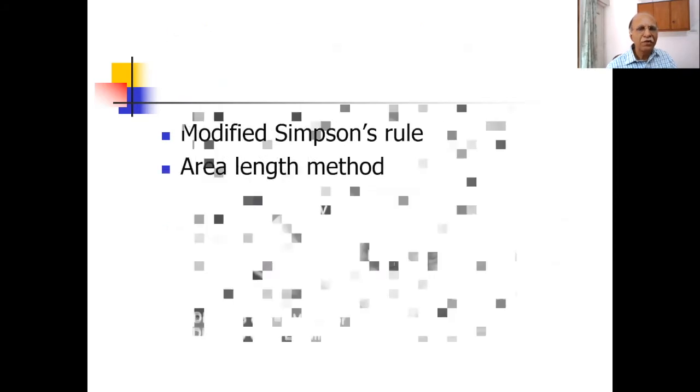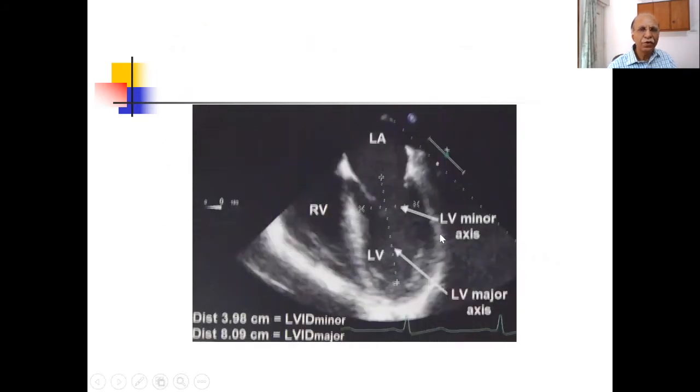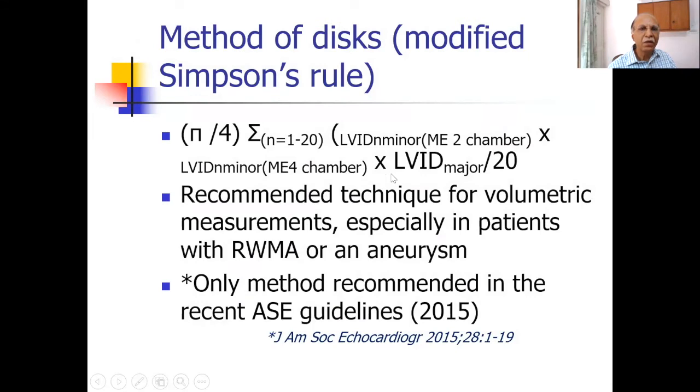Now, as I mentioned, modified Simpson's rule is applied, for which you need to measure two axes. One is the LV minor axis just above the papillary muscles, and another is the LV major axis from the annulus of the mitral valve to the apex. And these are utilized in this formula, and the LV volume is measured by dividing the LV into 20 equal cylinders, the volume of each cylinder is measured with the help of this formula, and the total volume is calculated. And this is the only method recommended in the recent ACC guidelines regarding the volumetric measurements.